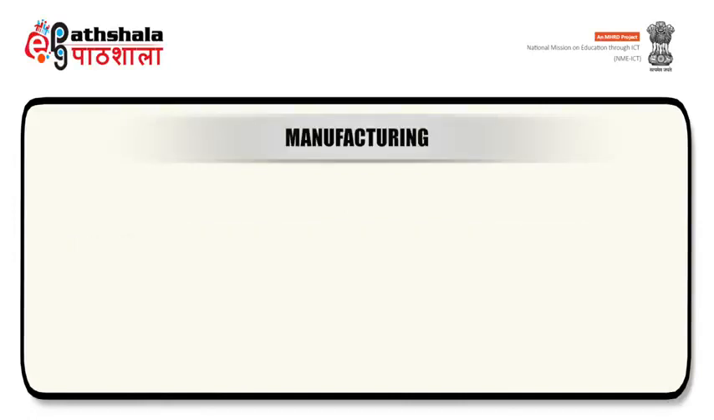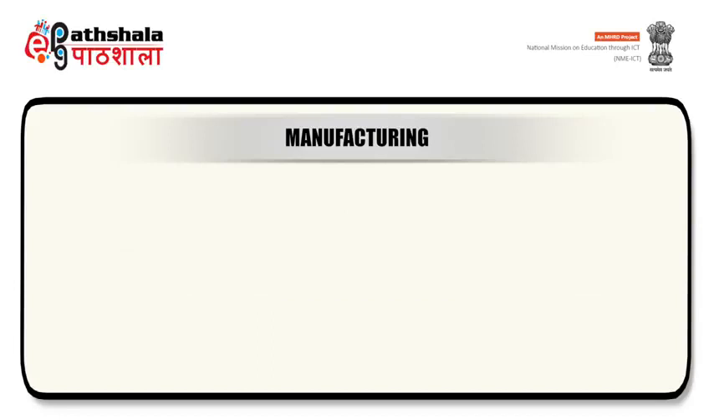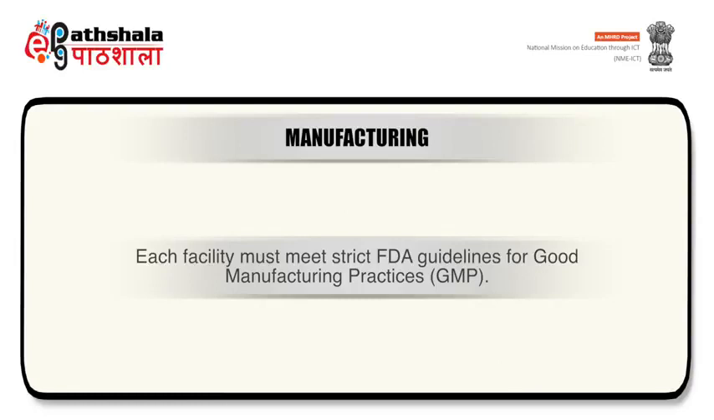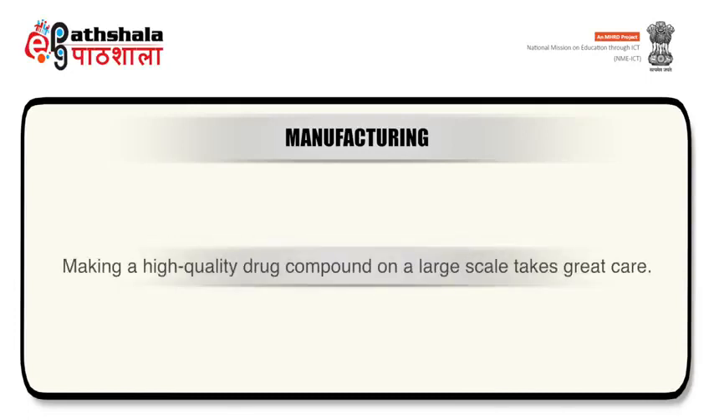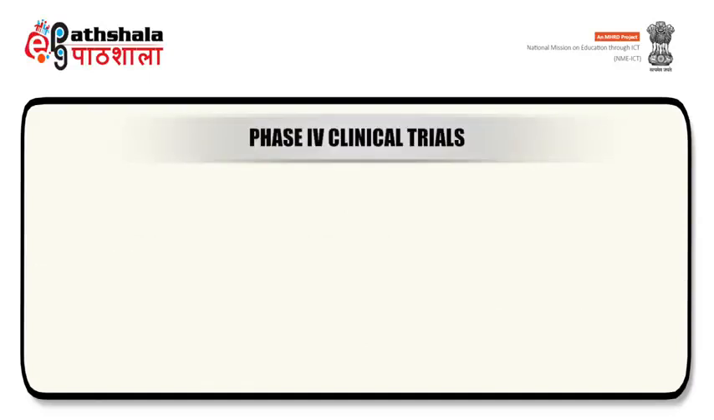After FDA approval, the next step is manufacturing. Going from a small scale to large scale manufacturing is a major undertaking. Each facility must meet strict FDA guidelines for good manufacturing practices. Making a high quality drug compound on a large scale takes great care. In the paper Product Development Part 1 and 2, we have discussed the design, formulation approach, manufacturing, and evaluation of various dosage forms. After successful manufacturing, Phase 4 clinical trials begin.